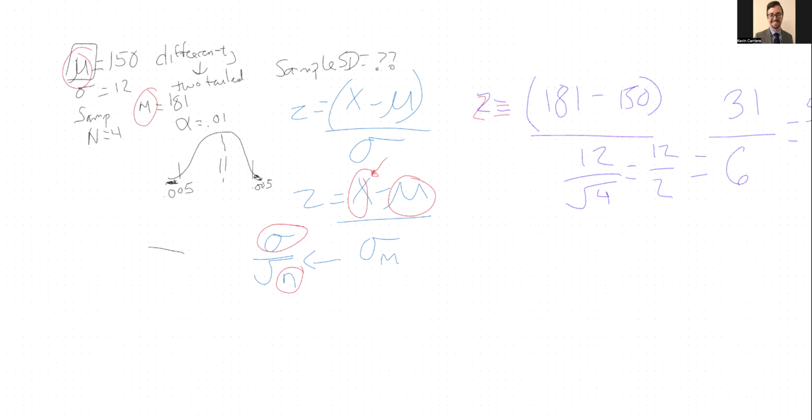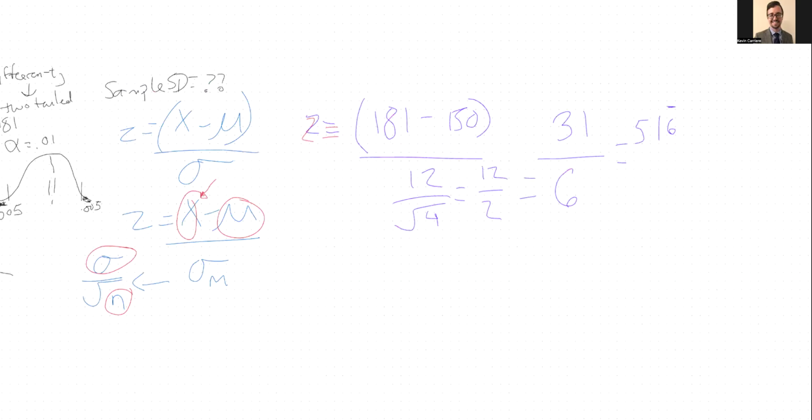So that's 5.16 repeating. All right, so now we've gotten something. This comes to the next piece where I think there might be some confusion. Here's all of our information. Once I solve for something, I like to write down what I've learned. I know my z-score is 5.16.